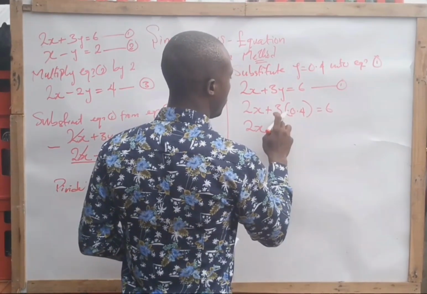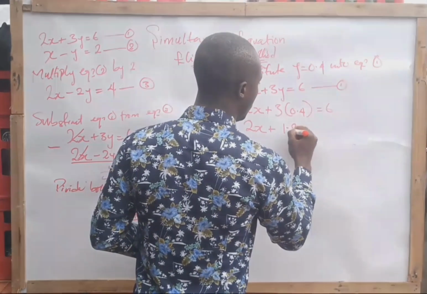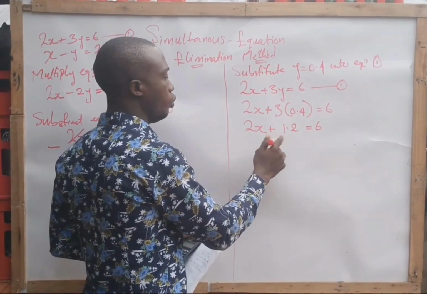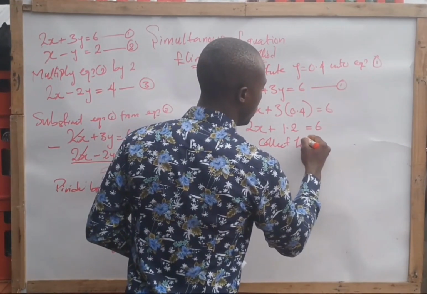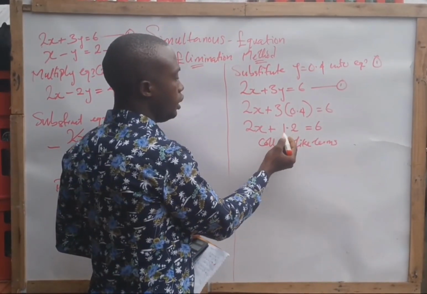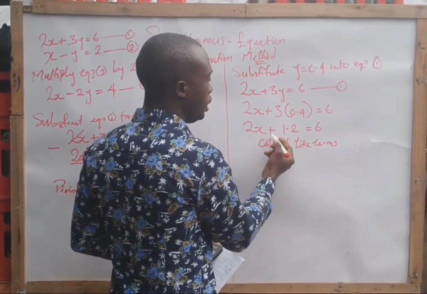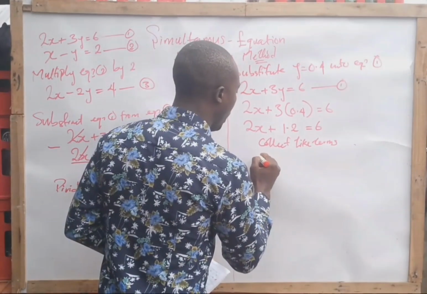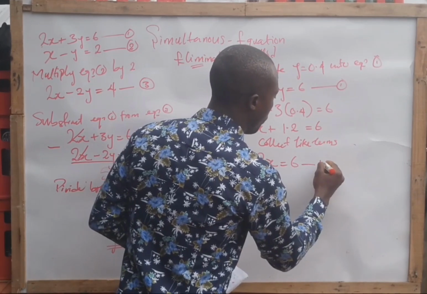So here we have what? 2x plus 3 times 0.4 will give us what? Will give us 1.2, which is equal to 6. So in this place here, we do what? We collect like terms. So in collecting like terms, this 1.2 will go this side. Since it is crossing the sign of equality, the sign in front of it will change. So definitely we have 2x is equals to 6 minus 1.2.